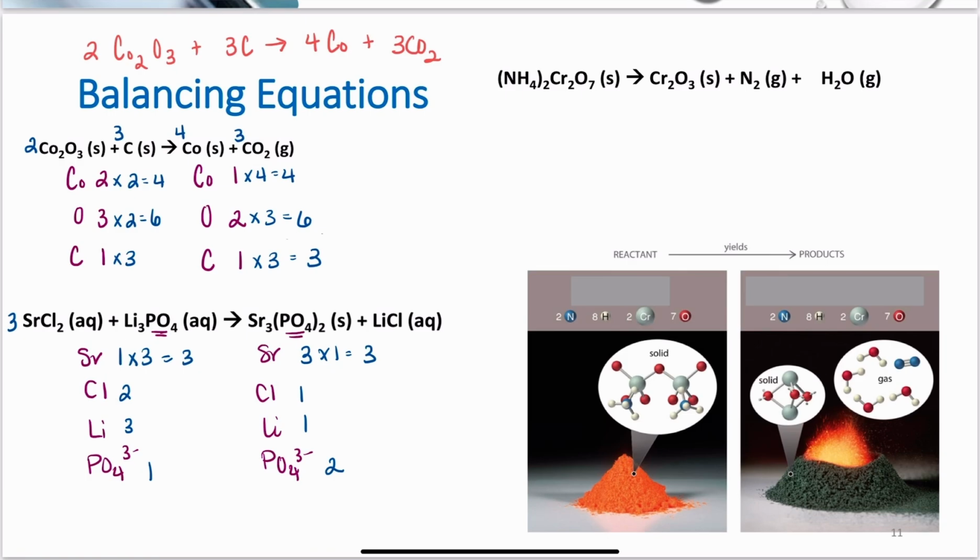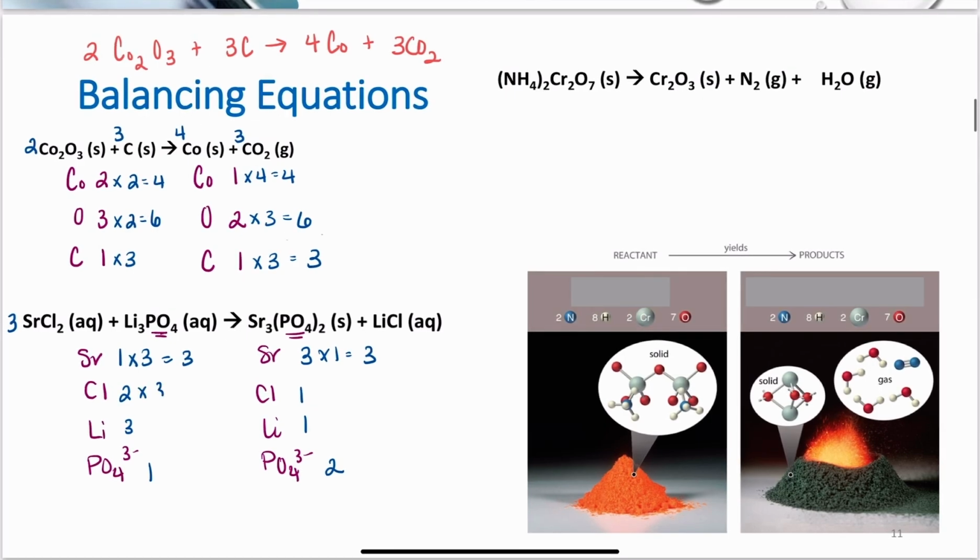When I did that though to the reactant side, when I multiplied that strontium chloride by 3, that means I have multiplied this chloride by 3 as well, giving this a 6. I need to put a 6 in front of my lithium chloride. That gives me 6 chlorides on this side. That also gives me 6 lithiums on this side. Now I need 6 lithiums on my reactant side. So I'm going to multiply this by 2, giving me 6 lithiums on my reactant side. That multiplies my phosphate by 2, which perfectly matches what I have on my product side.